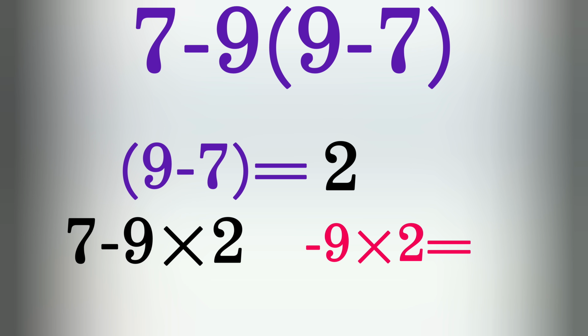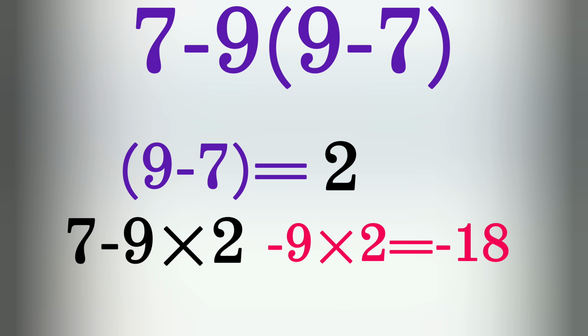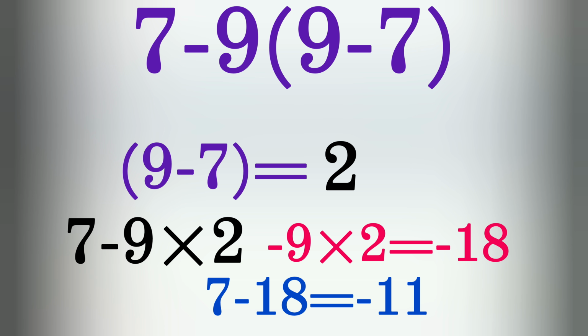Negative 9 times positive 2 gives us negative 18. Now solve the final step. 7 minus 18 gives us negative 11. So the correct answer is negative 11.